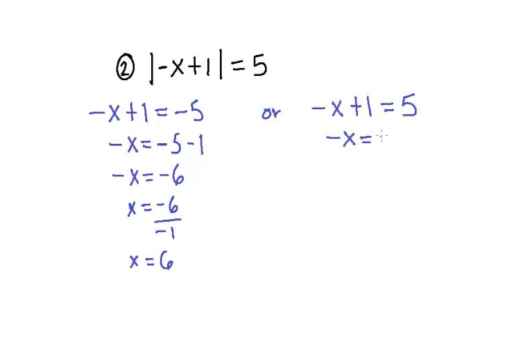I'm going to pass the plus 1 to subtract. So 5 minus 1 is going to give me 4. And then I'm going to pass the minus to divide. So it's going to be 4 divided by minus 1. That's going to give me x equals minus 4.